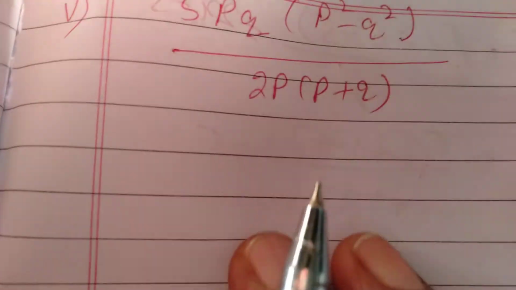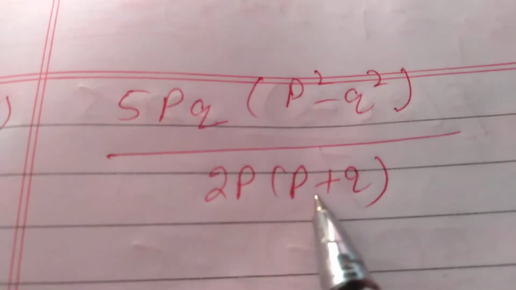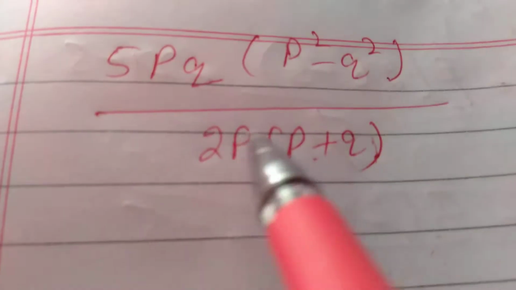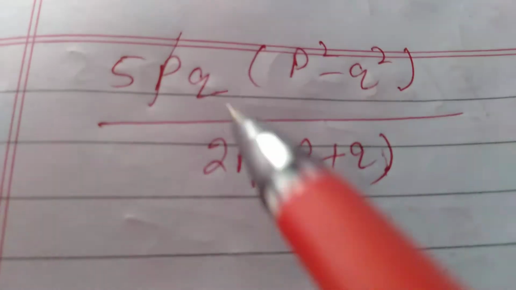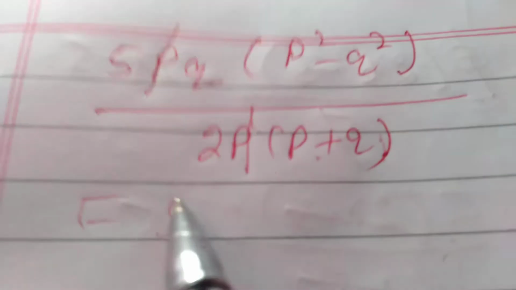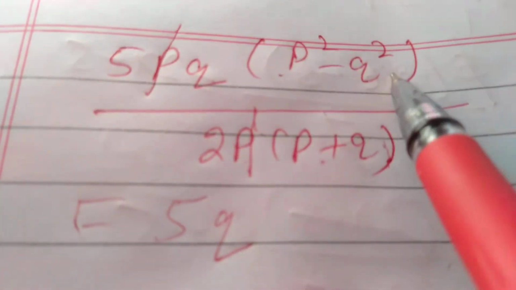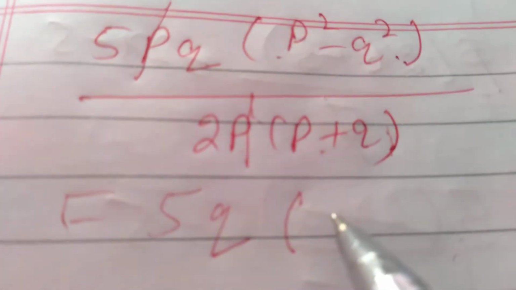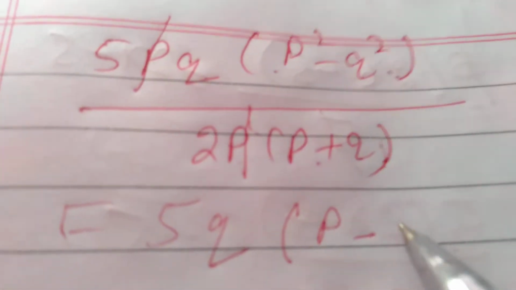Now let us come to the next part here. 5pq into p square minus q square, divided by 2p into p plus q. At first you can cut this p by p, and what will remain is 5q. This is the a square minus b square identity, that is a minus b into a plus b. So here we are using p instead of a, and q instead of b.